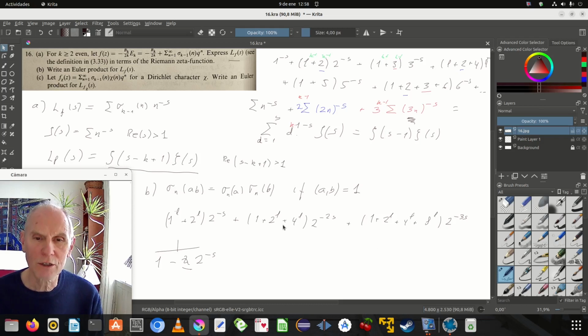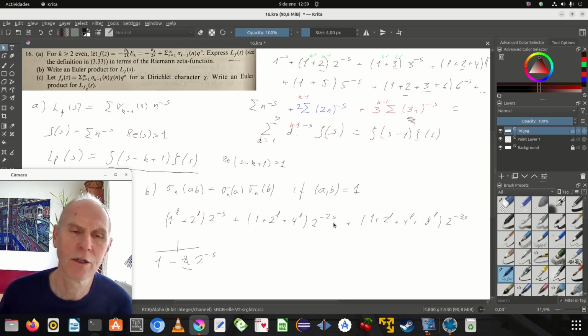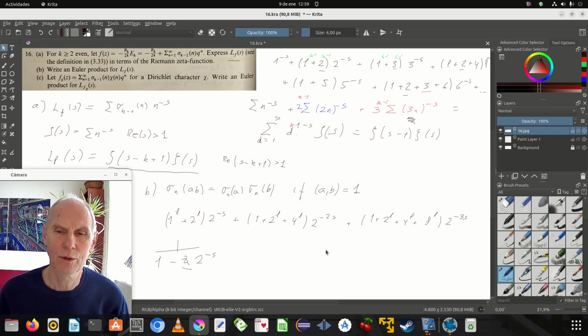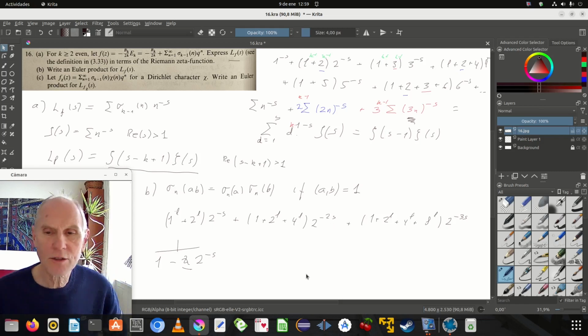Well, this is not a power function, so I don't see how we can write it like this. And that comes from the fact that it's not absolutely multiplicative like the characters are. I have no ideas at the present, so I'll just stop.